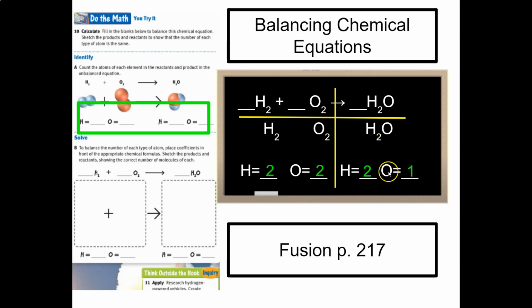Let's add another oxygen. But do you remember the rule? You can't just add an oxygen here. The only thing you're allowed to add are the things that are in the original unbalanced equation. I could add hydrogen molecule, I could add oxygen molecule, and I can add water molecule. But I can't add just a single O for one oxygen. So if I want more oxygen on this side, I have to add a whole water molecule.